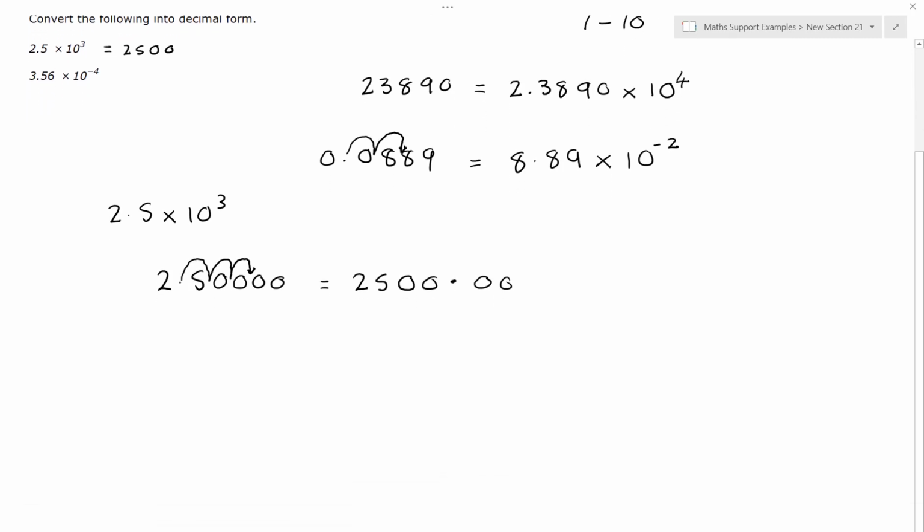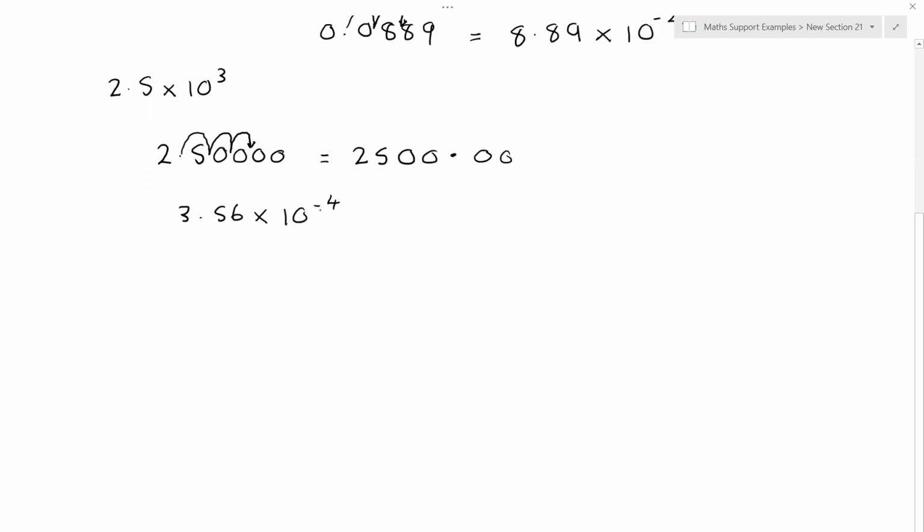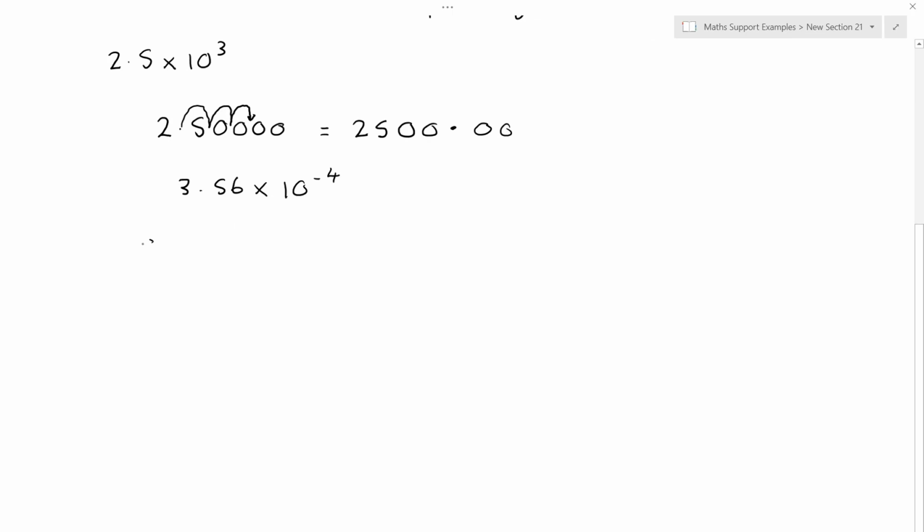Now, for 3.56 times 10 to the minus 4, when it's minus, we put in lots of zeros before the start of our number. So we're going to put in 0.356. And as it's minus, I move my decimal point to the left. And I move it 4 places to the left. 1, 2, 3, 4.